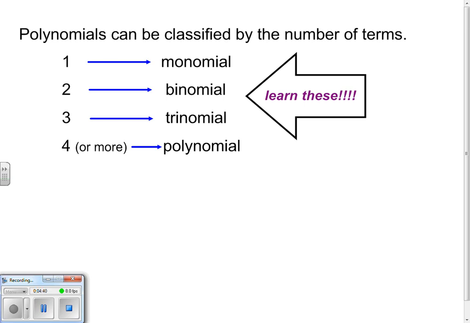If it has 2 terms, it's called a binomial. Like a bicycle has 2 tires, a binomial has 2 terms. Number 3 is a trinomial. A tricycle or a triangle have 3 wheels or 3 sides, so a trinomial is 3 terms. And then as soon as you reach 4 or more, you just call it a polynomial of however many terms it has. So if you have a polynomial that has 6 terms, you call it a polynomial of 6 terms. That's as soon as you reach 4.